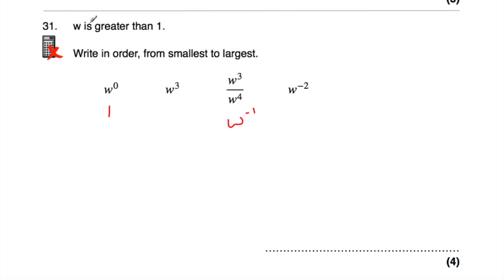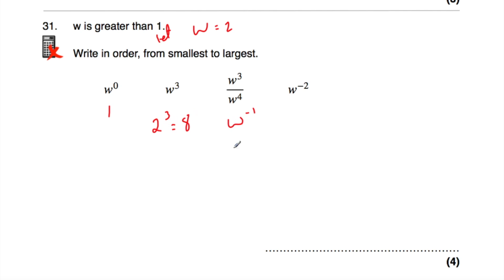So what I'm going to do is I'm going to choose a value for W. So I'm going to let W equal 2. I could let it equal 10 or 100 or a million or something, but I'm just going to let it equal 2. So 2 to the power of 0 is 1. 2 cubed would be equal to 8 because 2 times 2 times 2 is 8.